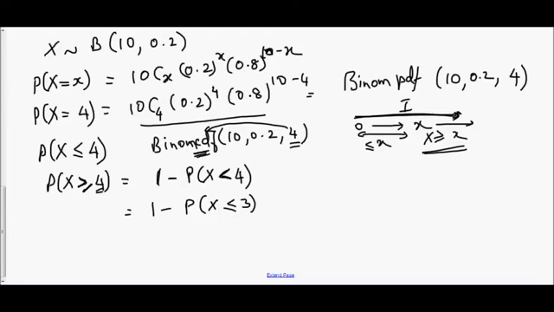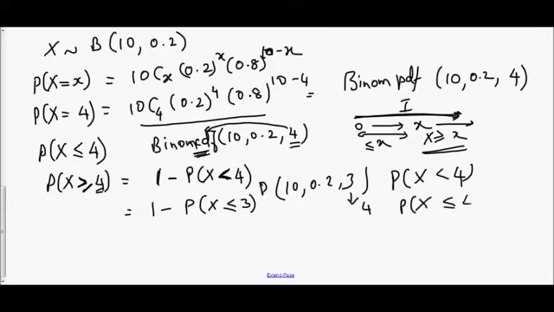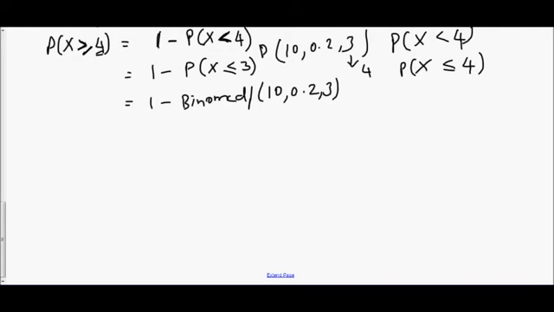So if you have a less than sign and you put a 4 here, it doesn't give you less than 4. It has to be 10, 0.2 and 3 in order to get the value of p of x less than 4. If you substitute the value 4 here, then you are getting p of x less than or equal to 4. Remember this: you have to change the number to go with the equal to sign in the inequality. So this is 1 minus binomial CDF of 10, 0.2, 3, and you can easily get the values from the calculator.